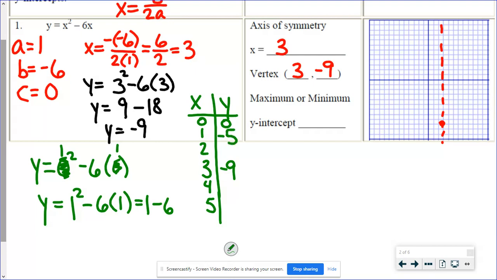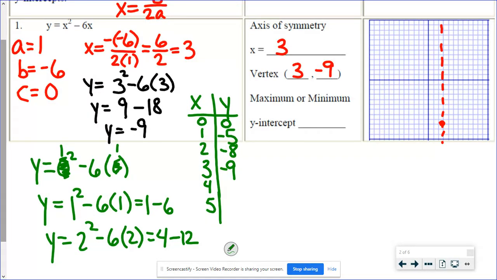When I put in 2, 2 squared is 4, 6 times 2 is 12, and 4 minus 12 is negative 8. Now here's the thing. So far, my points have been decreasing. They're getting lower and lower and lower. They're going to get to my vertex, which is my turning point. That should be the lowest point that I get, and then it should turn around and come back up again.